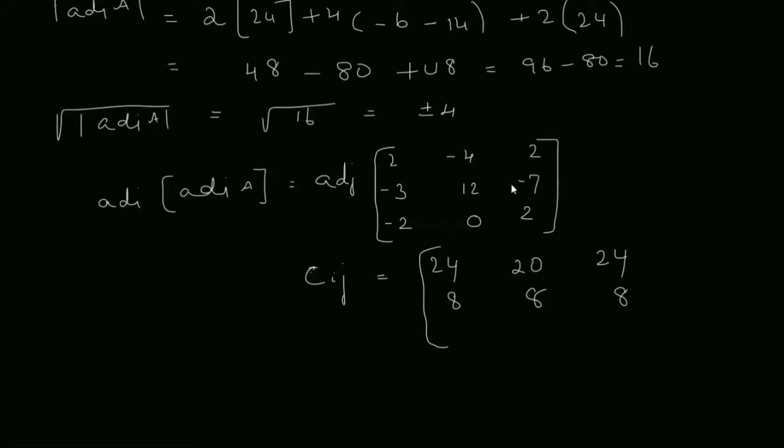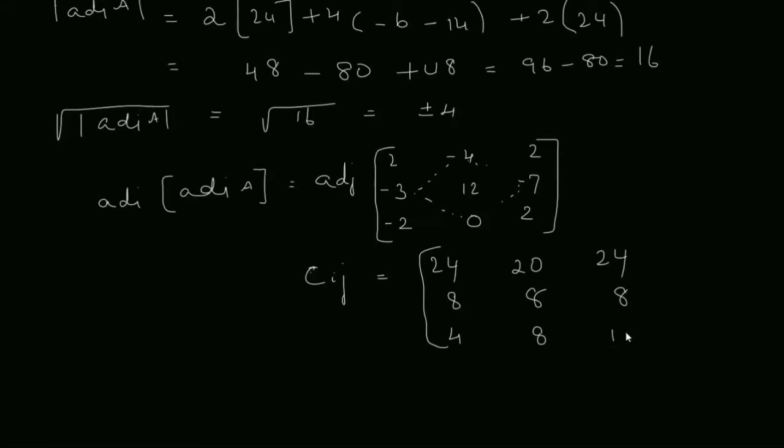Again, in these positions we have to change the sign, that's why it becomes plus 8. Similarly, the cofactor of minus 2: cut this row and this column, 28 minus 24, that is equal to 4. Then cofactor of 0 is minus 14 plus 6, that is 8, but again in this position you have to change the sign, so it becomes plus 8.